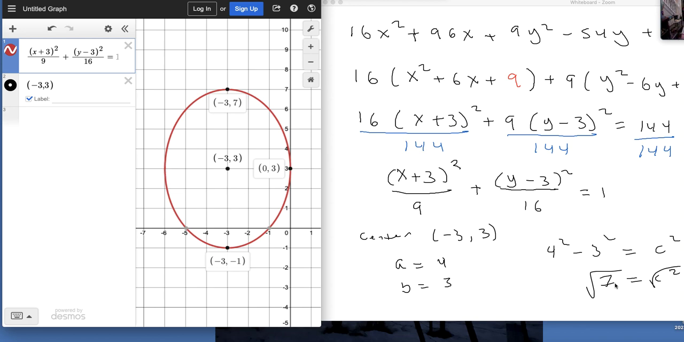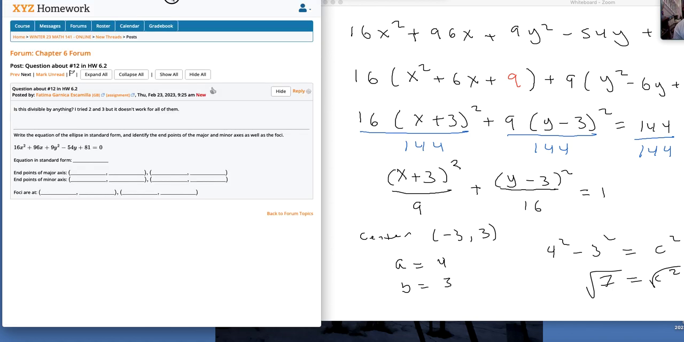And then, like I said, once you know that c is √7, that's just like that other video where your √7 is about 2.5-ish, 2.6. So that means it's right here where x is -3, and then you're saying 3 plus √7. And then your other one would be down here where the x is still -3, but now your y would be 3 minus that distance √7. And that would be those foci right there. I think that is all of it.